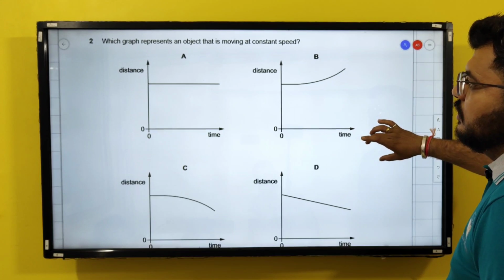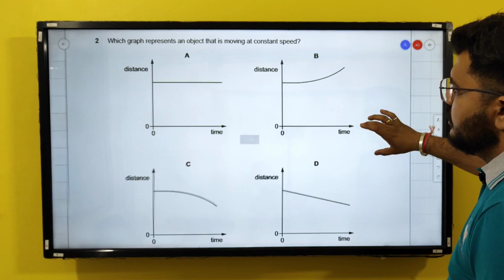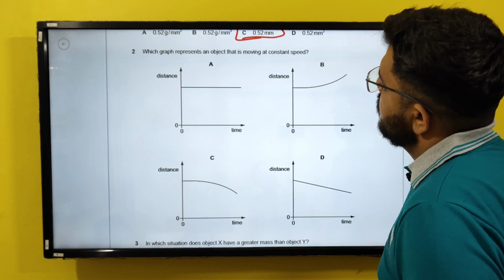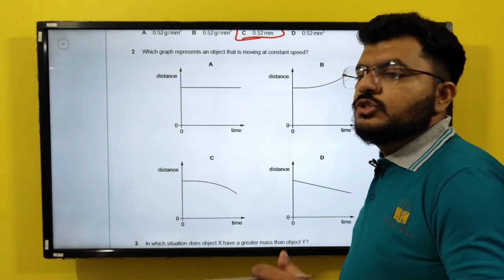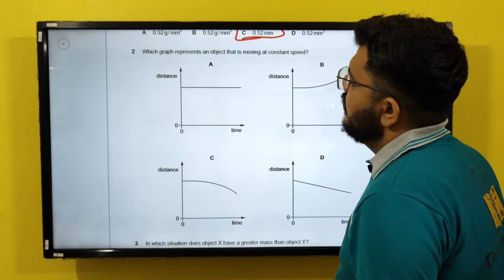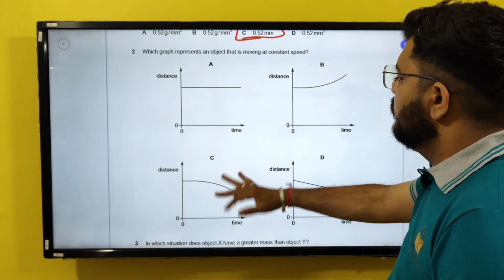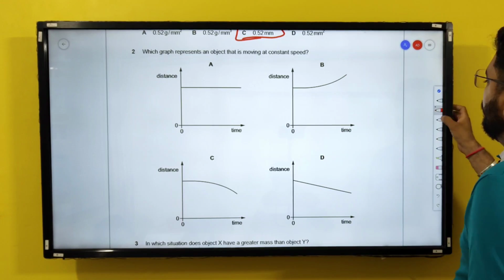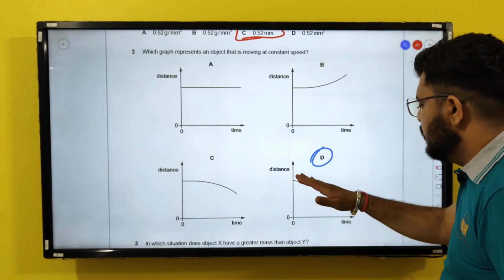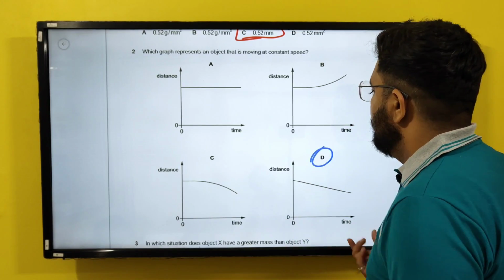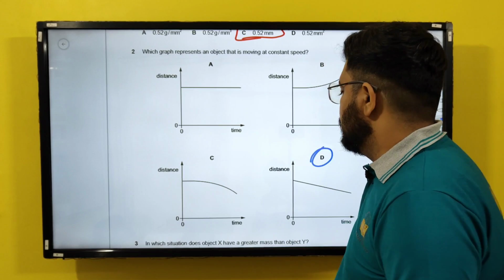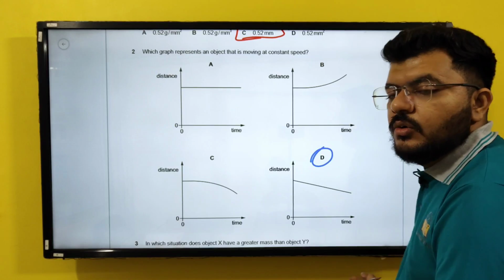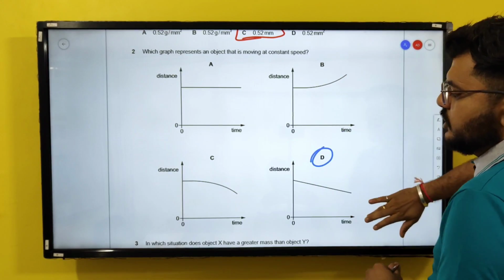Next question. Which graph represents an object that is moving at constant speed? Constant speed means the slope is non-zero and it is a straight line. So straight away B and C cannot be your answer. This is the body at stationary, and in D they have not said if speed is increasing or decreasing. Here the speed is decreasing, right? But it's a straight line, the slope is constant. Okay, I can't say speed is decreasing, the distance is decreasing, but the speed is constant.